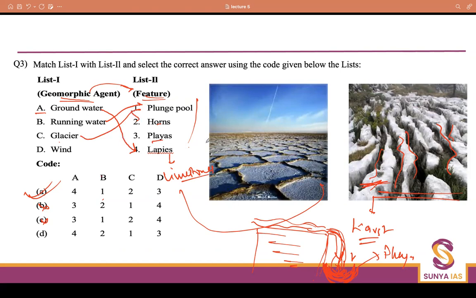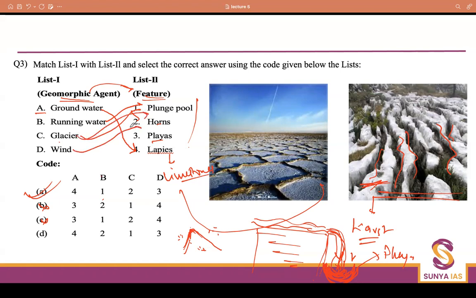What are horns? In a glacier, I cannot draw three sides here, only two sides can be seen. But when the glacier erodes from three sides, a sharp mountain edge sort of structure can be seen. This is a very sharp-edged peak. So this three-side erosion results in a horn. So with glacier it would be 2, that is horns.